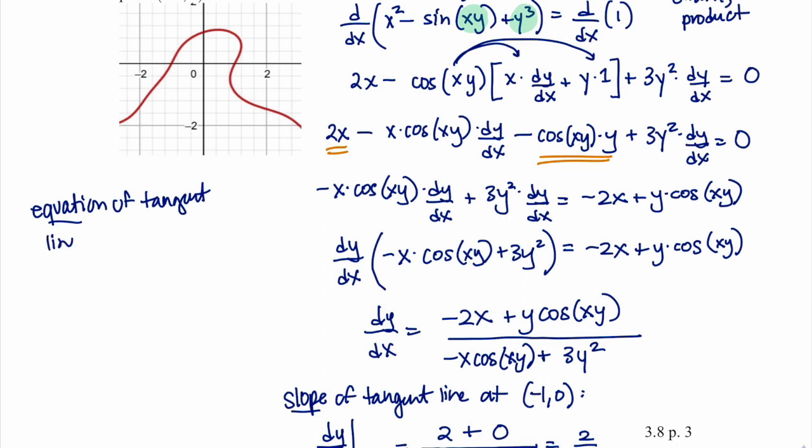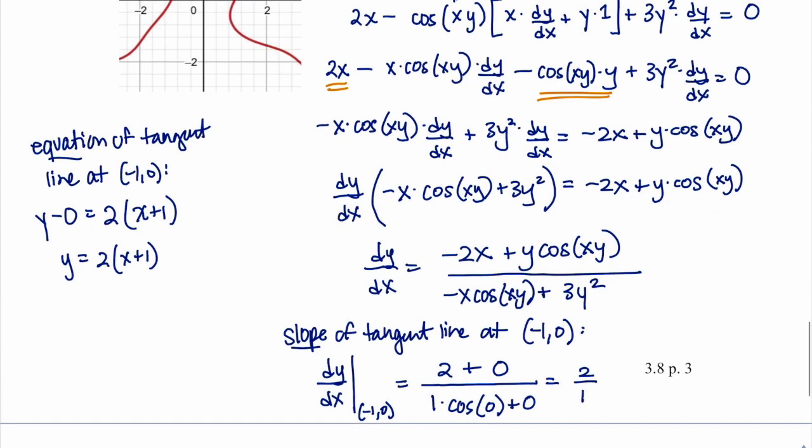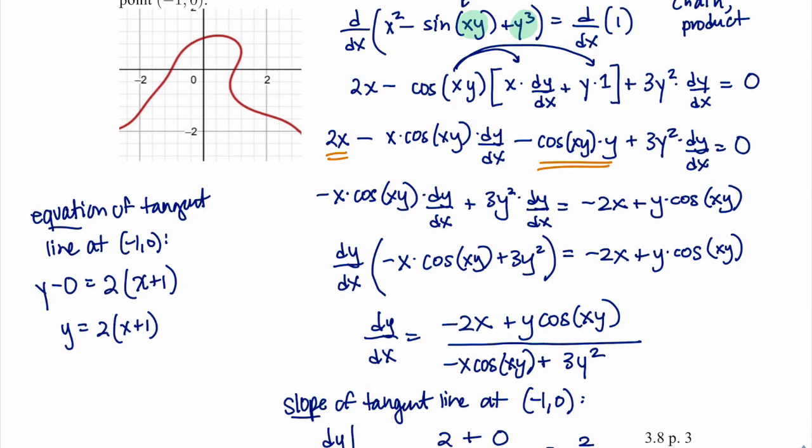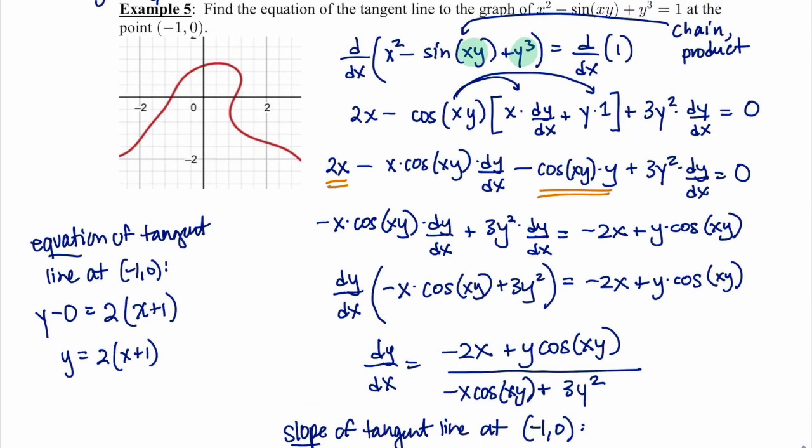So the equation of the tangent line at negative 1, 0 should be, let's see, y minus 0 equals the slope, so 2 times x minus negative 1, so times x plus 1. So y equals 2 times the group x plus 1. So let's take a look again at GeoGebra and plot that equation and the tangent line and make sure everything looks good.